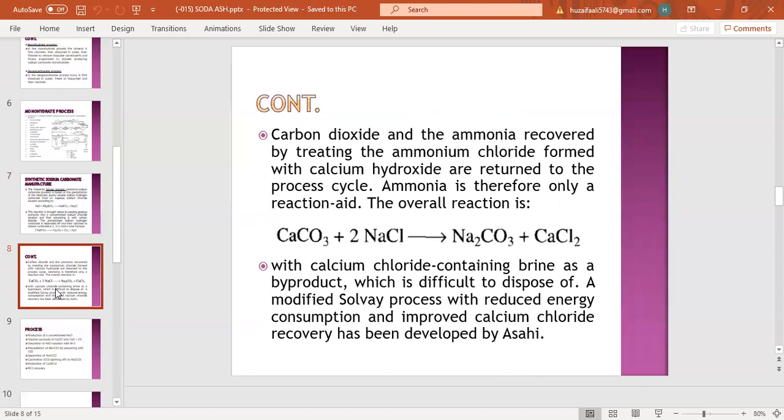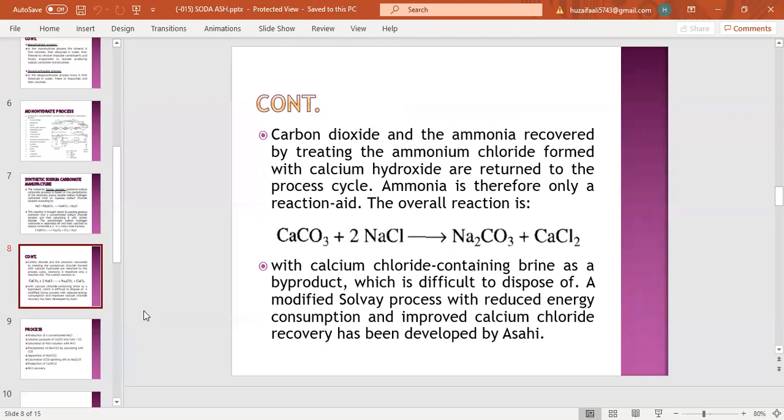Carbon dioxide and the ammonia recovered by treating the ammonium chloride formed with calcium hydroxide are returned to the process cycle. Ammonia is therefore only a reaction mediator. The overall reaction is calcium carbonate plus NaCl into sodium carbonate plus calcium chloride, with calcium chloride containing brine as a byproduct, which is difficult to dispose of.